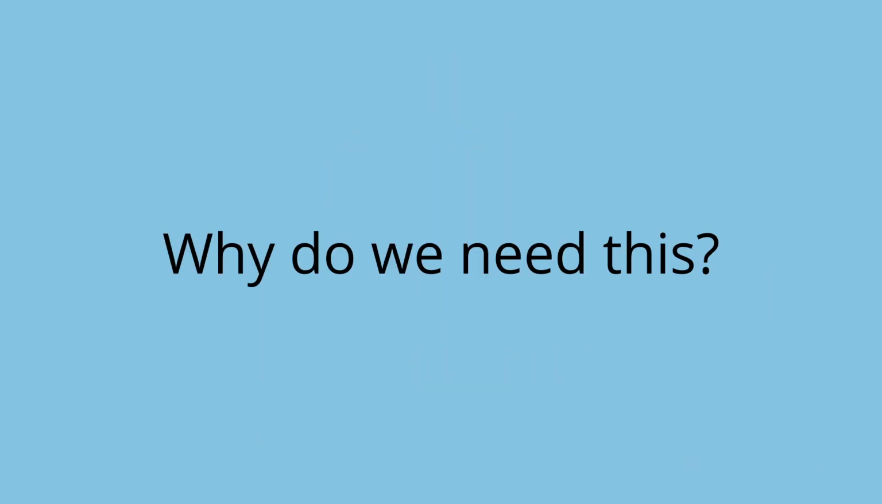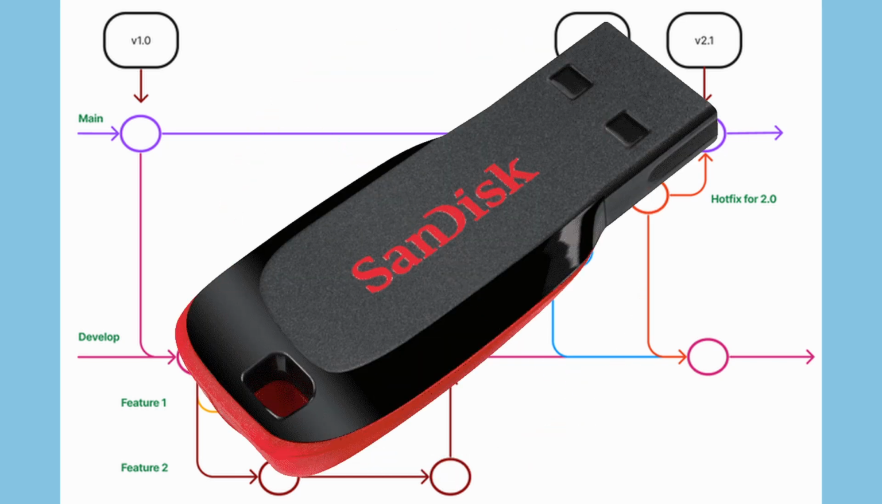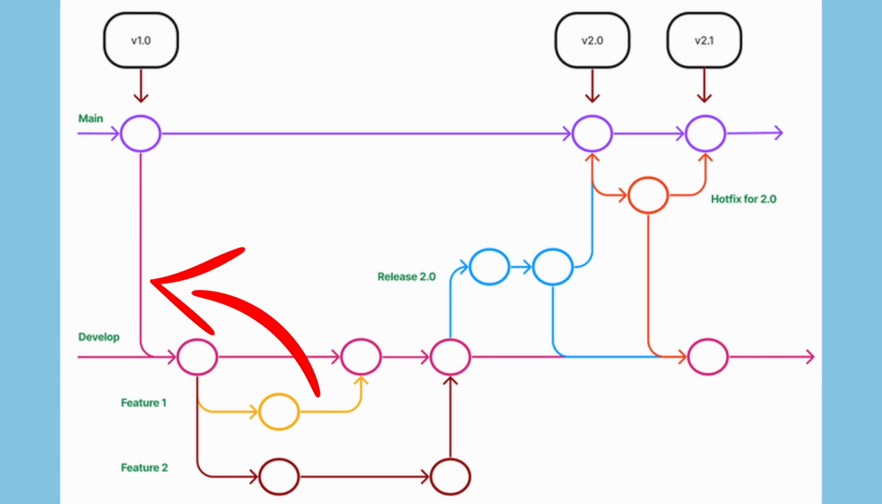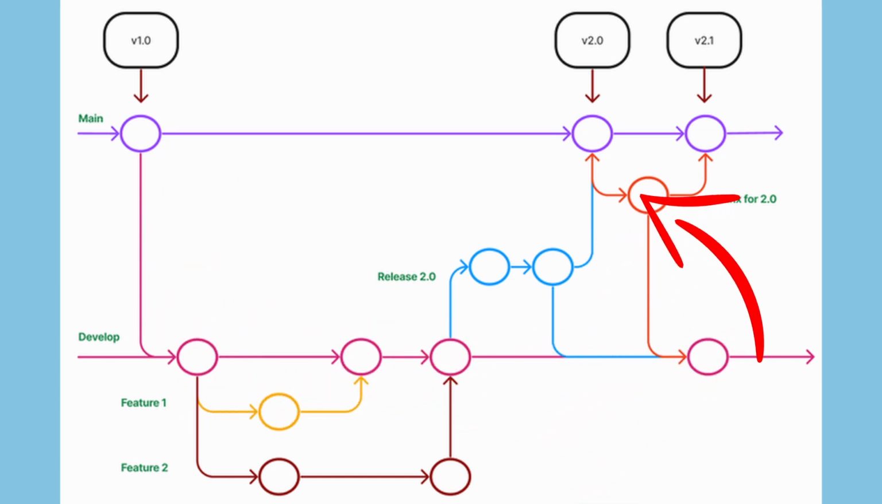You might be wondering, why do we need this? Git provides a better workflow for everyone on the team. You don't want to use a USB stick or Google Drive as that can cause issues. What you want to do is seamlessly get and modify the current project and have every member on the team be able to access it at any time.